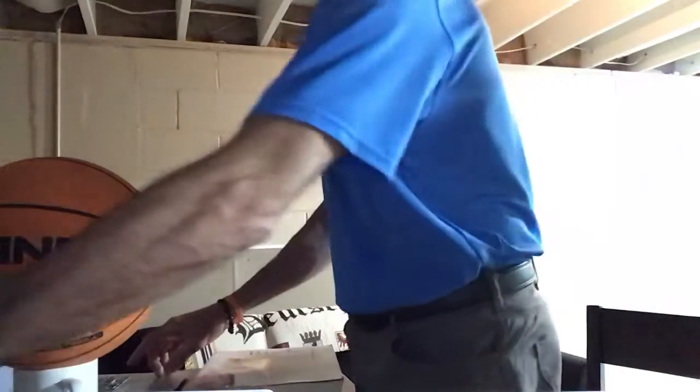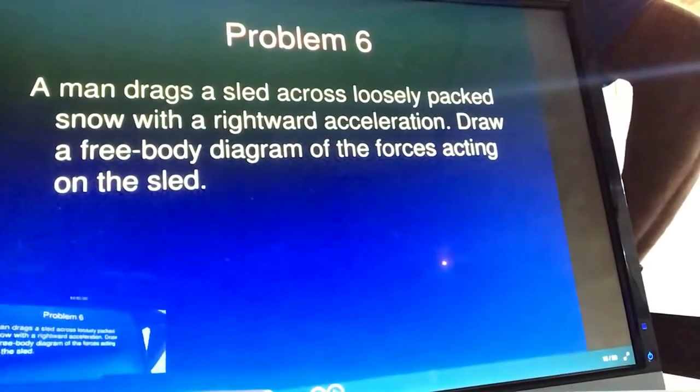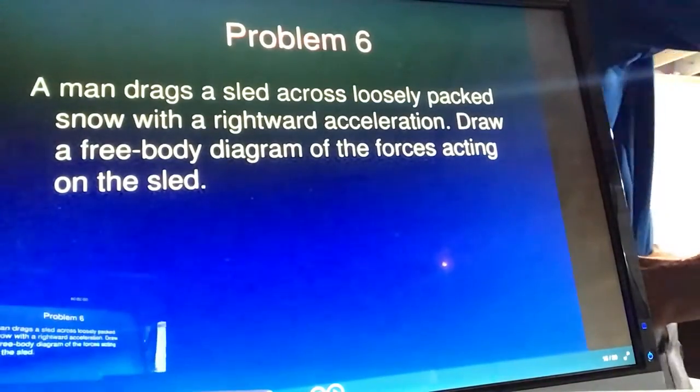Oh, we've got another problem. A man drags a sled across loosely packed snow with a rightward acceleration.